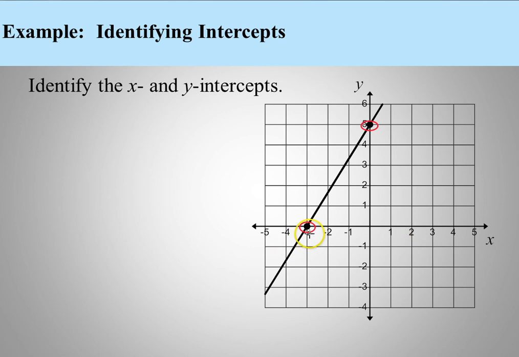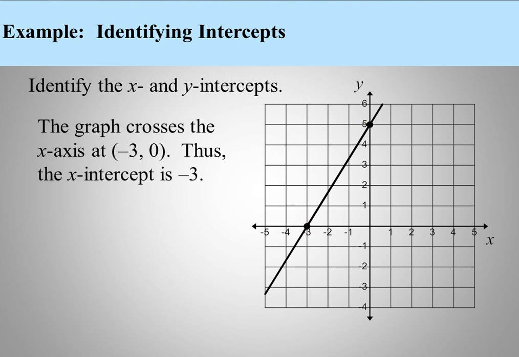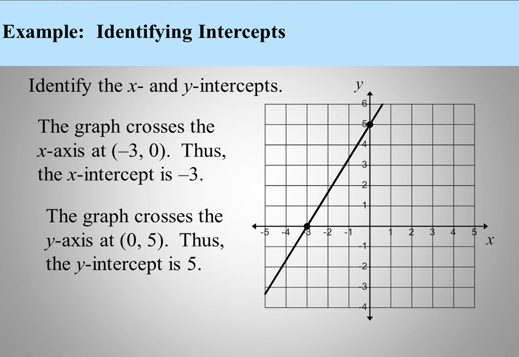So my x-intercept is (-3, 0), and my y-intercept is (0, 5).